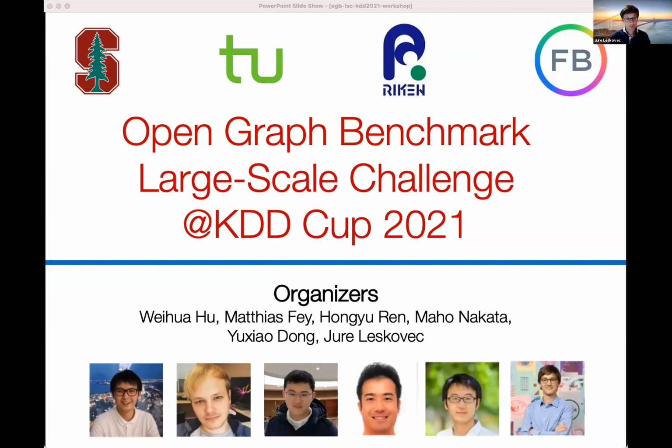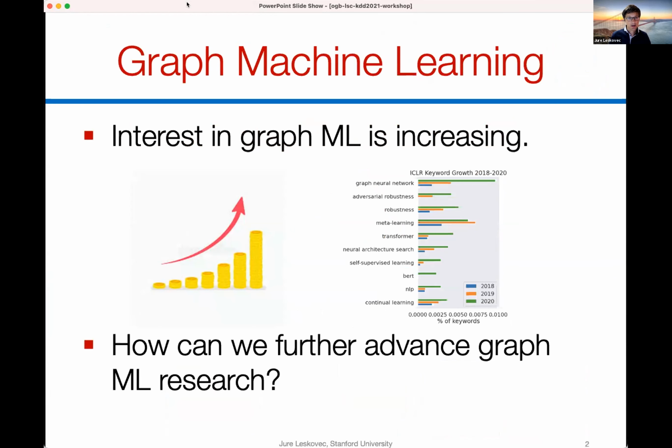My other collaborators, co-organizers are Wei Hua Hu, Matthias Fei, Hongyu Ren, Maho Nakata, Xiao Dong, and myself. What I want to do in these opening remarks is give a bit of a context around how we went about creating this benchmark and this challenge, review the results, and then discuss the agenda for the rest of the day. So graph machine learning, representation learning on graphs, graph neural networks is one of the hottest areas in machine learning right now.